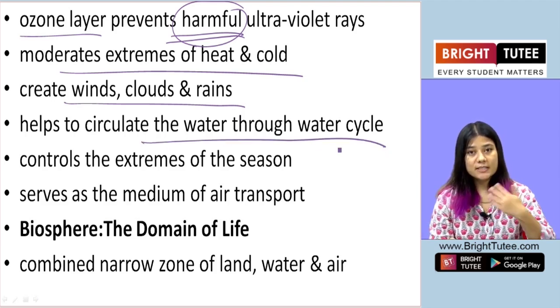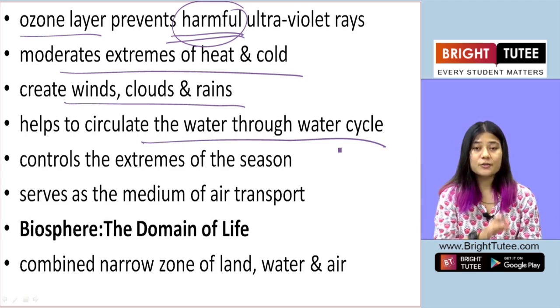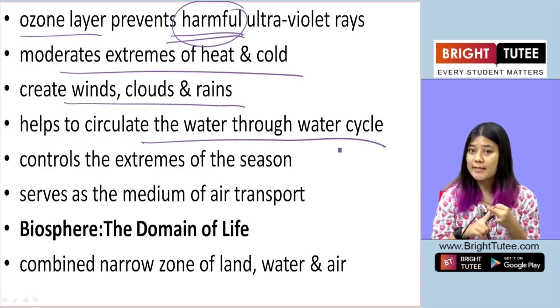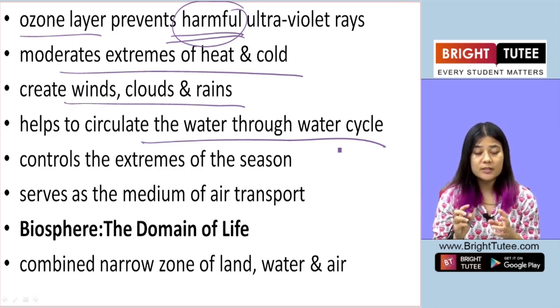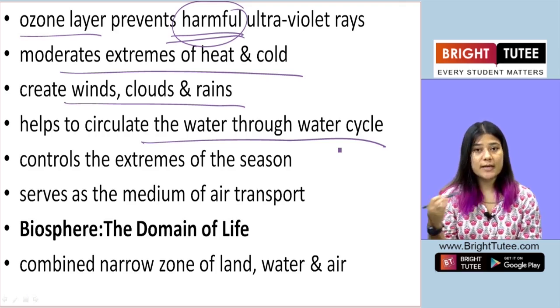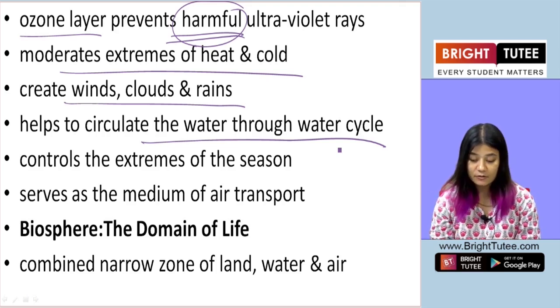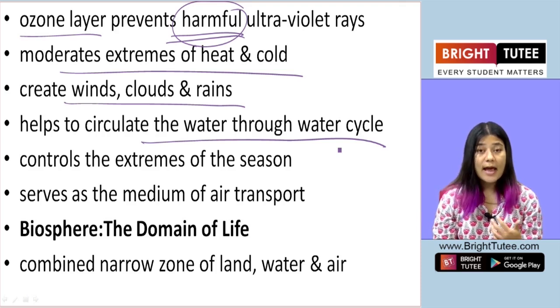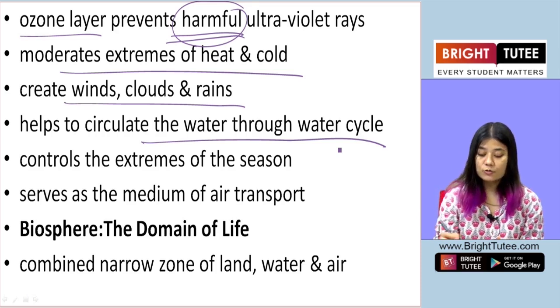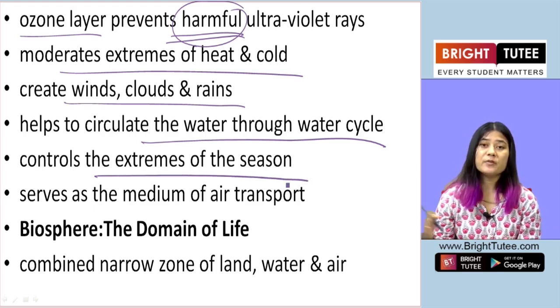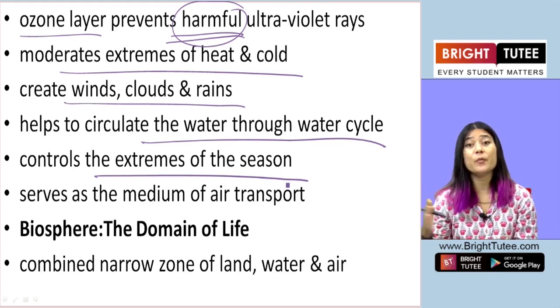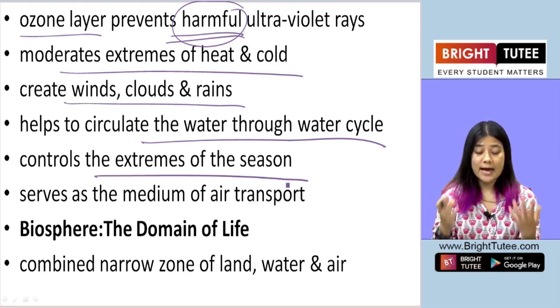For the water cycle to take place, it requires the atmosphere, and it requires the hydrosphere. Through the help of these components of planet Earth, the water cycle can take place. The atmosphere and its existence also control extreme seasons. We do not have an extreme rainy season, we do not have an extreme winter season. It's because of the atmosphere.